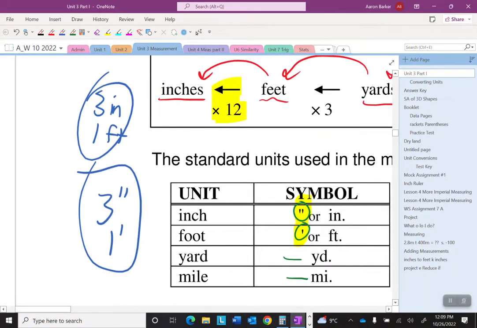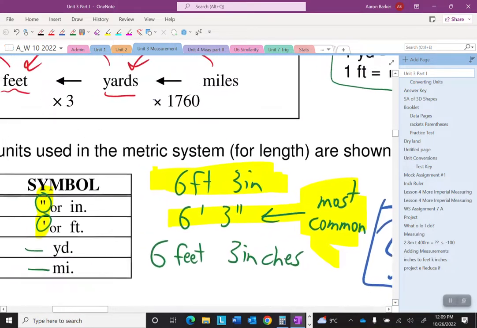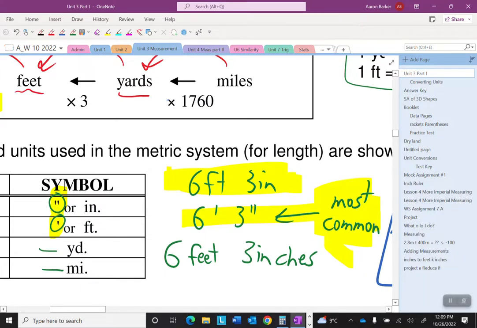Good. So our symbols are one quotation mark for feet, and 2 quotation marks for inches. So what you're going to see is 6 feet 3 inches written using the dashes. They're not going to write FT and IN. They're probably going to use the symbols. So you need to know and recognize what those symbols are, or at least that one's inches and one's feet, and then you can go look it up which one's which.